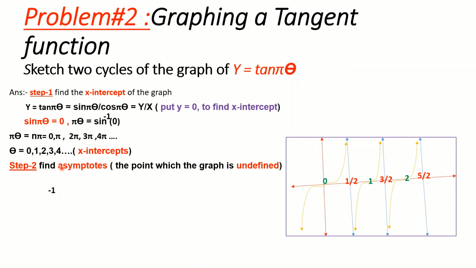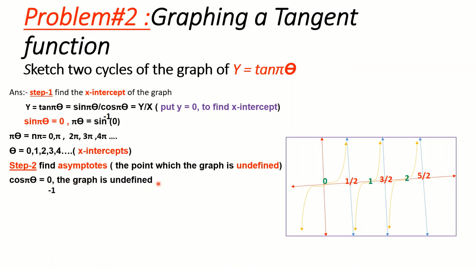Step number 2, find asymptotes, the points at which the graph is undefined. How can you find these asymptotes? Think again about this expression. Sine pi theta over cos pi theta will be undefined when the denominator cos pi theta is 0, because sine pi theta over 0 is undefined. So put cos pi theta equal to 0.